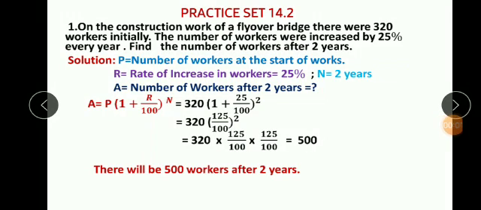So children, in the first part we have seen the formula, that is application of formula for compound interest and some examples based on it. Now we will start practice set 14.2.